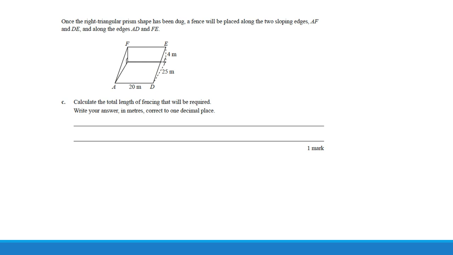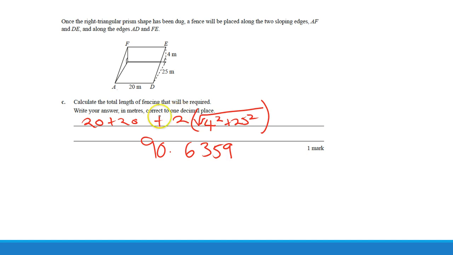So we are going to have 20 and 20, plus we want 2 times this length DE. To work that out, we use Pythagoras theorem. So it'll be 2 times the square root of 4 squared plus 25 squared. Put that in our calculator: 90.6359. Check how many decimal places: to 1 decimal place, so 90.6 meters.